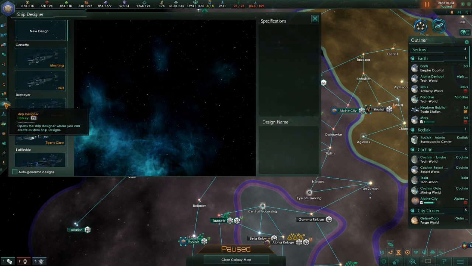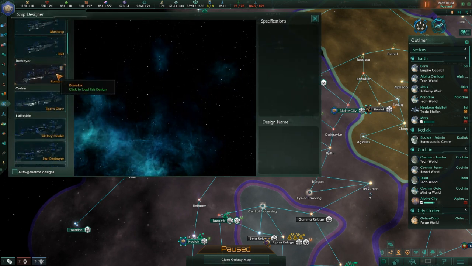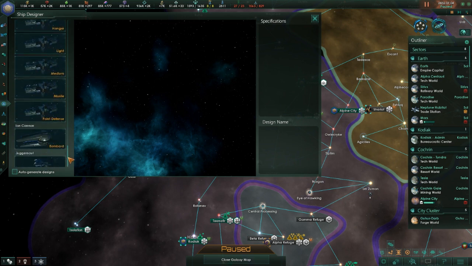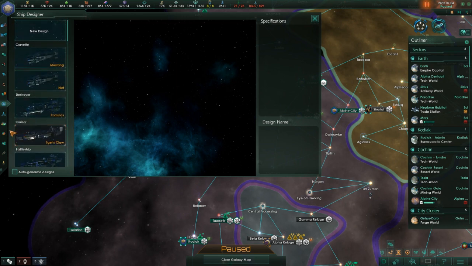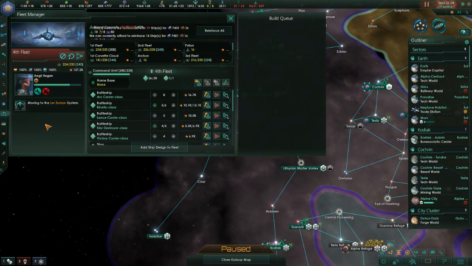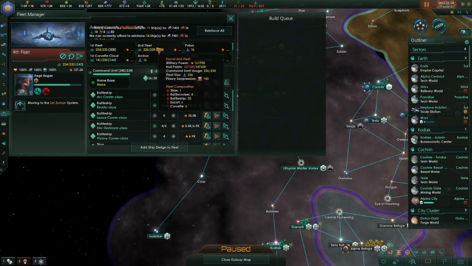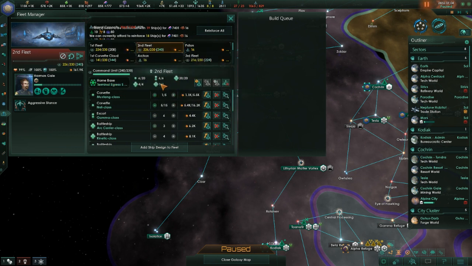Ship Designer. This is your ship designer. There will be an entire video about designing ships. Fleet Manager. Fleet Manager works very well alongside your fleet designer. You got a bunch of different fleets. You can click on those fleets, and then you can send ships to those fleets. You then press the reinforce button, and it builds the ships automatically from the closest shipbuilding stations, and automatically sends them to your fleets.